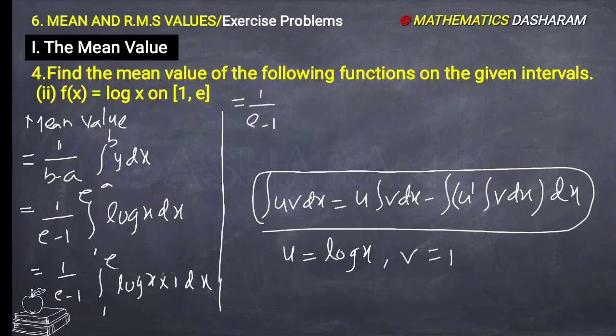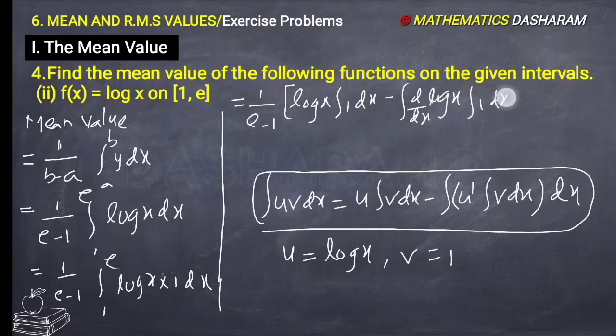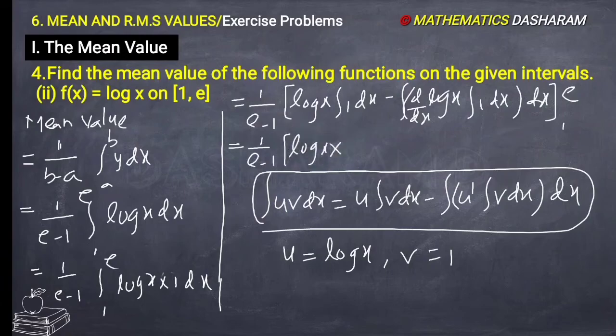1 by e minus 1. Here what is the u value? Log x is the u value. Integration 1 dx minus integration u dash. U dash means the derivative of log x. So d by dx of log x, integration 1 dx, and whole dx, and the limits are 1 to e. So it equals 1 by e minus 1, log x into integration of 1 dx, which is x, minus integration. The derivative of log x is 1 by x and integration of 1 dx is x, whole dx, 1 to e.